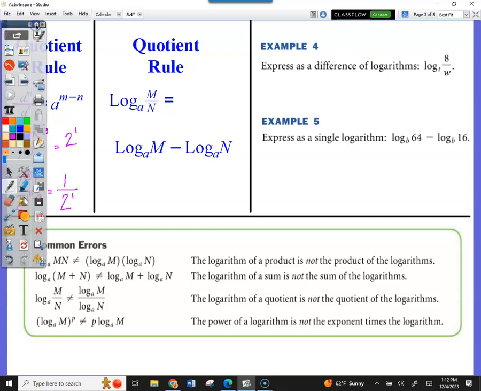Your highlighter would be helpful here. I'm just trying to get yellow. There we go. All right.